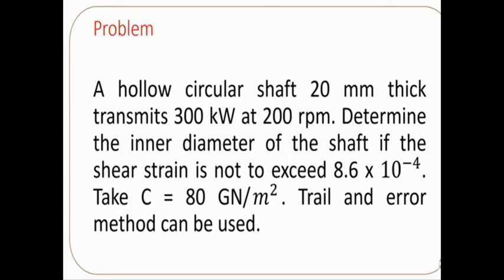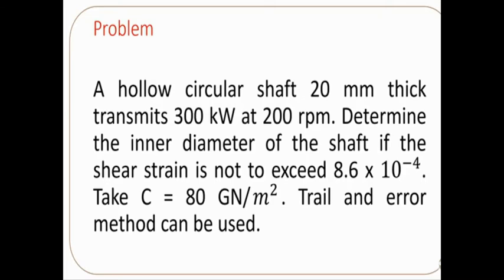So the method will be the trial and error method. The data are inside the problem. Once again I read the problem. The hollow circular shaft is 20 mm thick, so the thickness is 20 mm. The shaft is hollow, so inner and outer diameter are not given.